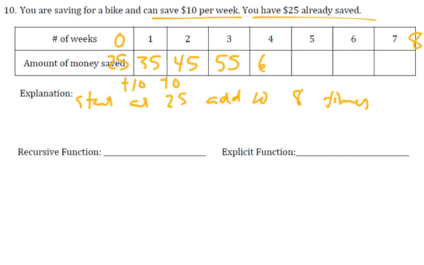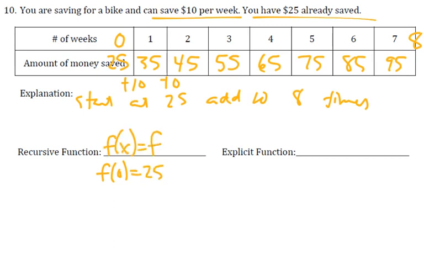So that would be what? 65, 75, 85, 95. So our recursive, we say, well, we started at 25. And we say to get the next term, we take the previous term, we add 10 to it. For our explicit function, we say, okay, we started at 25, and we added 10 x amount of times.